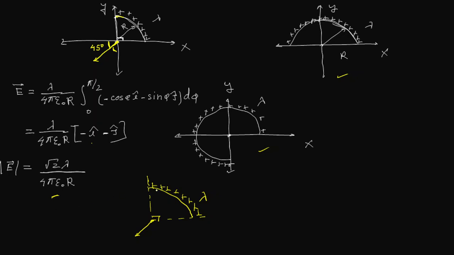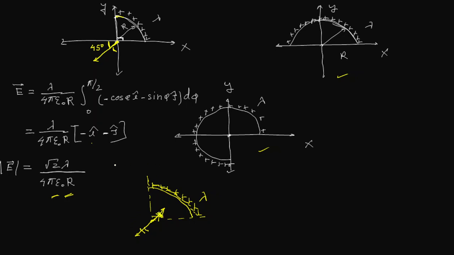And if it is negative charge, then what will happen? See, for positive charge the electric field is away from the source charge, but if it is negative charge, then it will be towards the source charge, so the electric field will be along this direction. In both cases, the magnitude will be the same, √2 lambda divided by 4 pi epsilon naught r. If it is positive charge, the electric field will be along this direction. If it is negative charge, the electric field will be in this direction.